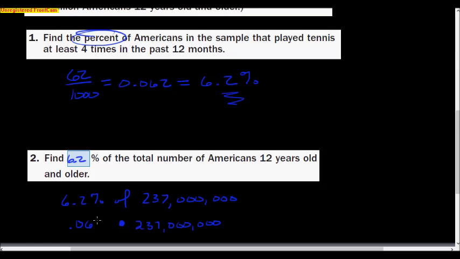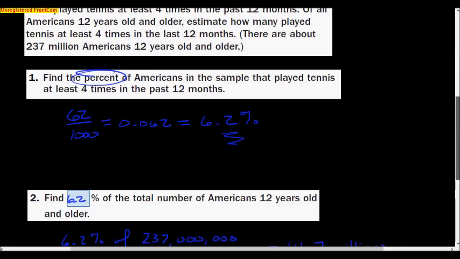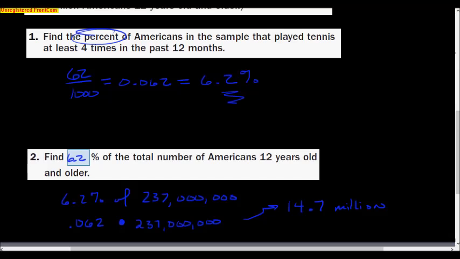So actually, I'm going to use that decimal. And what I get is about 14.7 million Americans. So when I actually multiply that, I get a pretty big number. So pretty easy, pretty straightforward there. There's example 1. Let's skip right up to example 2 here.